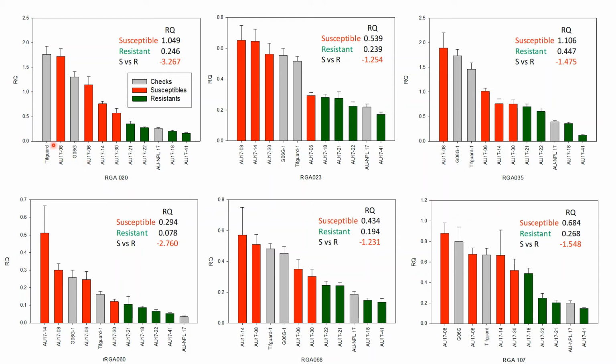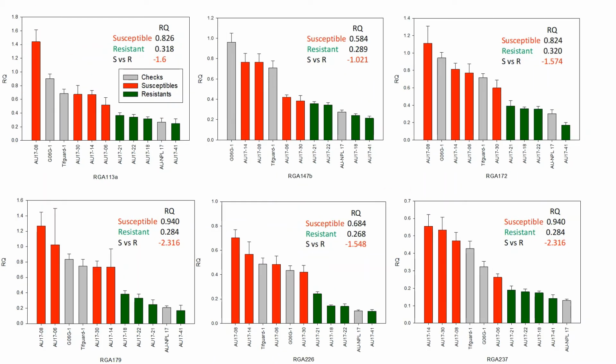As you notice, Tifguard and Georgia 06G usually cluster with the susceptible lines, whereas AU-NPRL-17 usually clusters with the resistant lines. Again, this graph shows a relative quantification of the susceptible versus resistant lines, maintaining a negative correlation for all these 6 genes shown, with the most susceptible line consistently being AU-1708 and the most resistant line consistently being AU-1741, close to AU-NPRL-17.